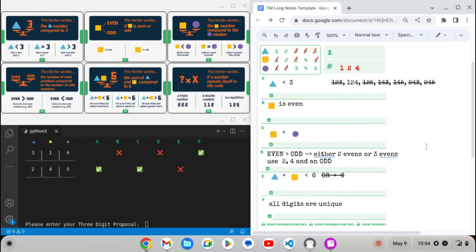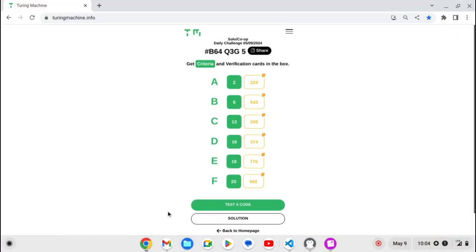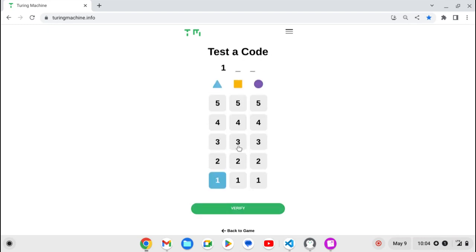Okay, so based on our deductions and what the Turing machine has told us, I feel confident that 1, 2, 4 is our solution. So let's go back to turingmachine.info website, and we're going to plug in our code of 1, 2, 4. And let's see. Fantastic. That is actually correct.